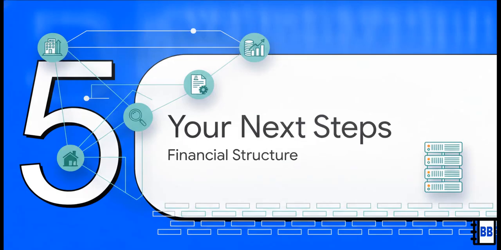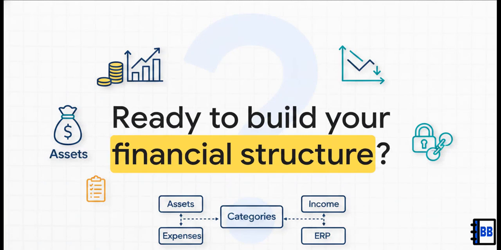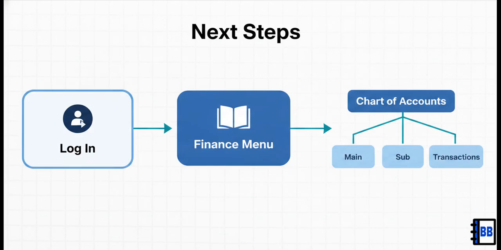Which brings us to Section 5, your next steps, building your financial structure. Now that you know exactly where everything lives, it's time to actually build your company's financial structure. The very first step for any new business in an ERP, you've got to map out your assets, liabilities, income, and expenses, and you need to do that before processing a single invoice. Which leads us perfectly to your next action item.